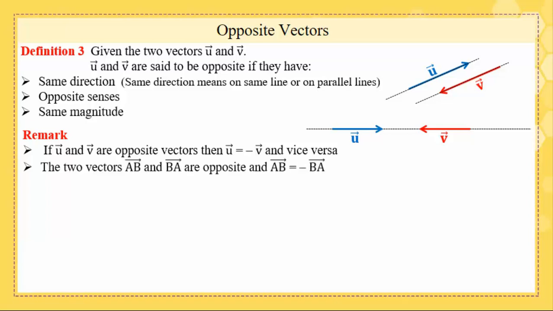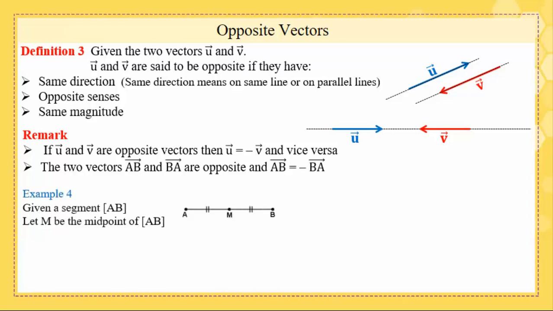Another remark: the two vectors AB and BA are said to be opposite. We can write AB vector is equal to minus BA vector. Example: we have segment AB of midpoint M. We say that MA vector and MB vector are opposite. Here is MA vector and here is MB vector.